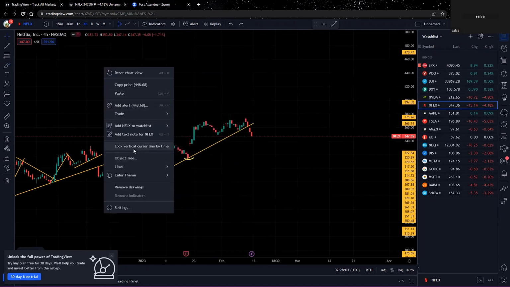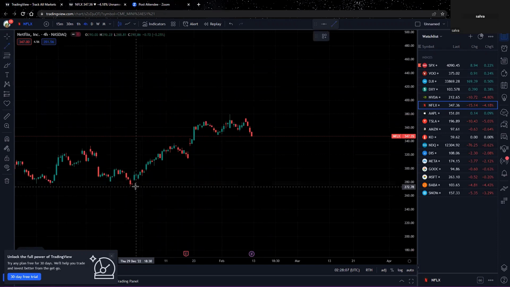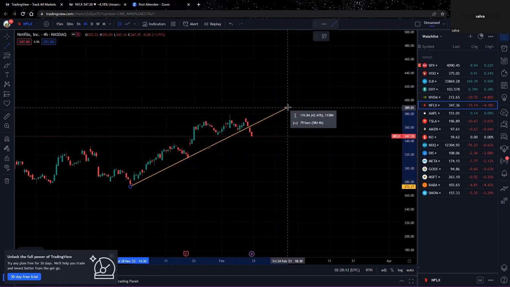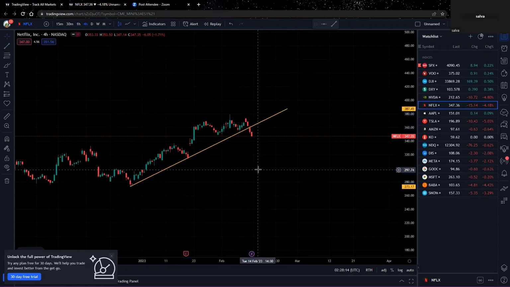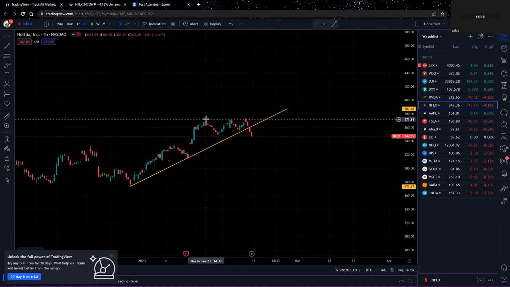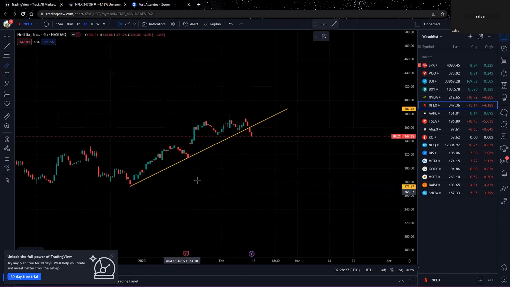Let's see. Boom, right? And it's all patience, bro. So this is how I would have identified it, right? So we got our uptrend, right? We got our first touch, second touch, third touch. What are the steps in identifying an uptrend? We found our bottom trend line. Every time it touches this line, it bounces.